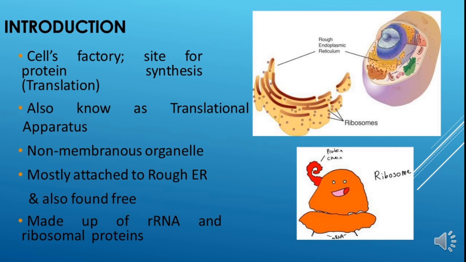The process of protein synthesis is known as translation, so the ribosome is also known as the translational apparatus. These are non-membranous organelles, mostly attached to the rough endoplasmic reticulum and also found free in the cytoplasm. They are made up of ribosomal RNA and ribosomal proteins.